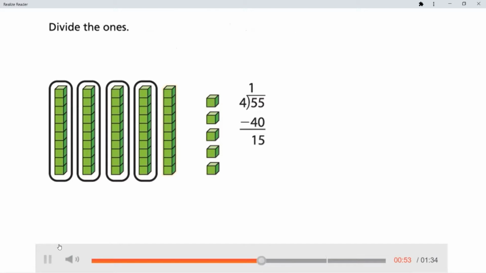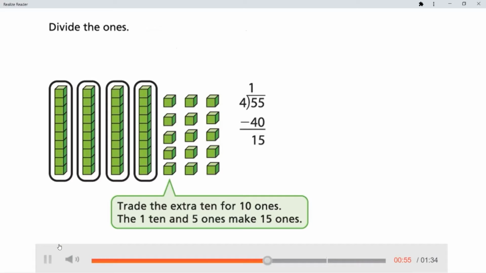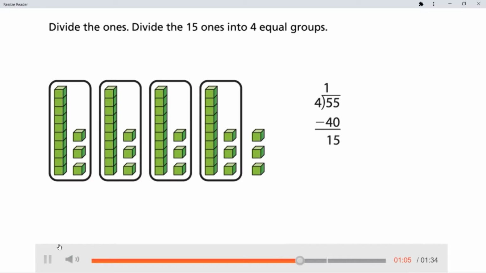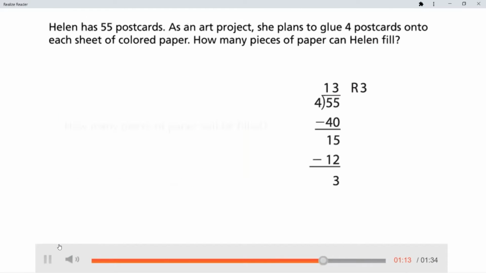Divide the ones. Trade the extra ten for 10 ones. The 1 ten and 5 ones make 15 ones. Divide the 15 ones into 4 equal groups. There are 3 ones in each group and 3 ones left over. How many pieces of paper will be filled?